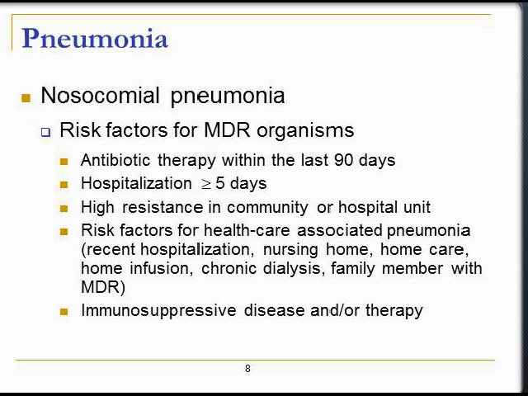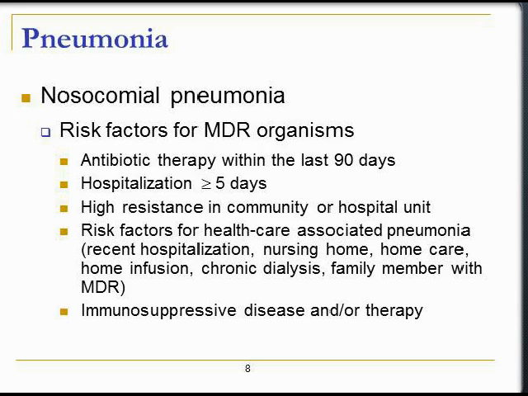Now, there are certain things that you also need to assess when you're looking at your patient in order to figure out whether they're at risk of having a multi-drug resistant organism. And those are listed, again, in your handout on the bottom of page 8, and they're on the screen now. So any antibiotic therapy within the last 90 days, if they've been in the hospital for 5 or more days, if there's a high resistance in the community or the hospital unit that the patient is in, if they have risk factors for healthcare-associated pneumonia.